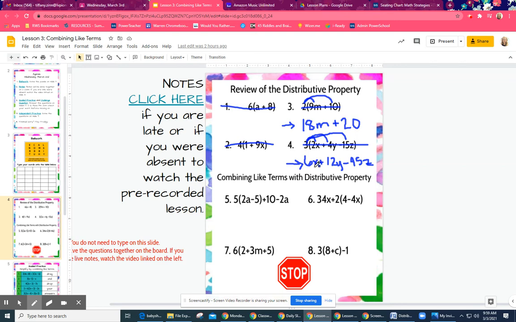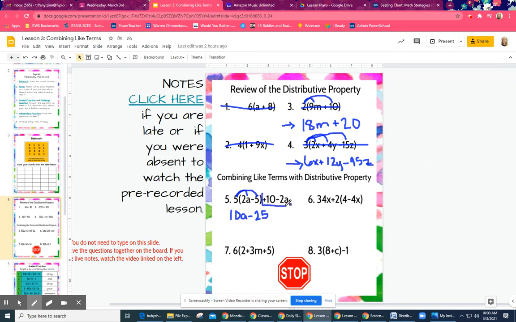Now on the bottom, we're going to have to combine like terms after we distribute. So you'll always begin with the distributing part. On number 5, find the parentheses, look at the number that you're supposed to multiply by and do that first. So we're going to multiply the 5 times the 2a, which is 10a. Keep the minus sign. 5 times 5 is 25.